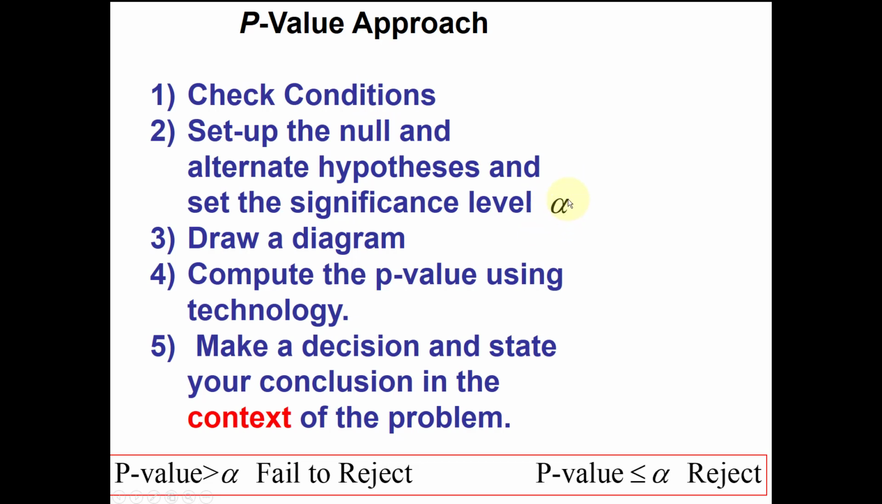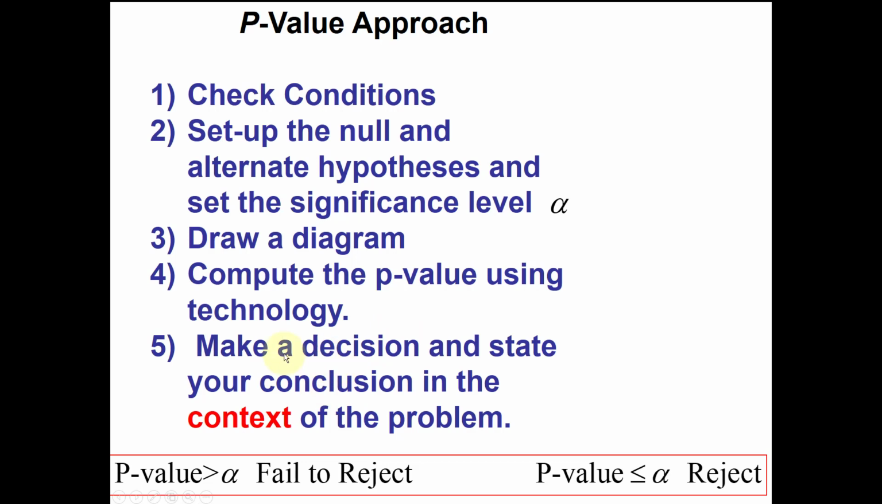When you set up your level of significance, it's based on the consequences of both type 1 and type 2 errors. But in a textbook, classroom situation, your level of significance alpha will always be given. Always draw a diagram, left-tailed, right-tailed, or two-tailed, based on the alternative hypothesis. Compute the p-value using technology, make a decision, and state your conclusion in the context of the problem.